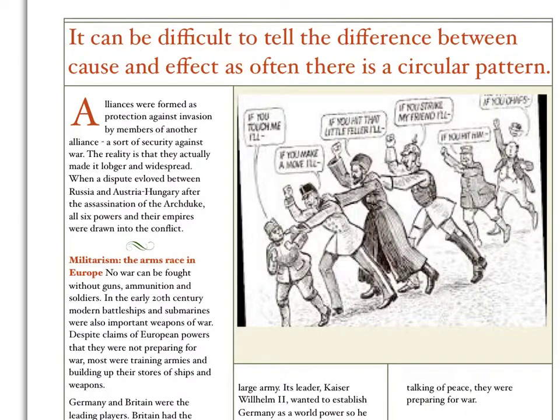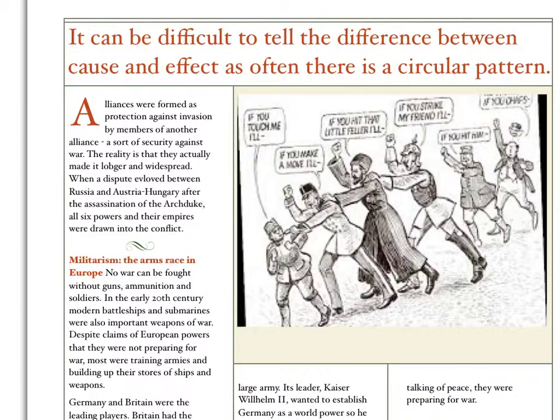Okay, so this page deals mainly with alliances and militarism. Alliances, we only have a really short little bit here because we did some significant note-taking on alliances in the first lesson. It can be difficult to tell the difference between cause and effect, as often there is a circular pattern. Just an idea to keep in your mind when you're thinking about cause and effect.